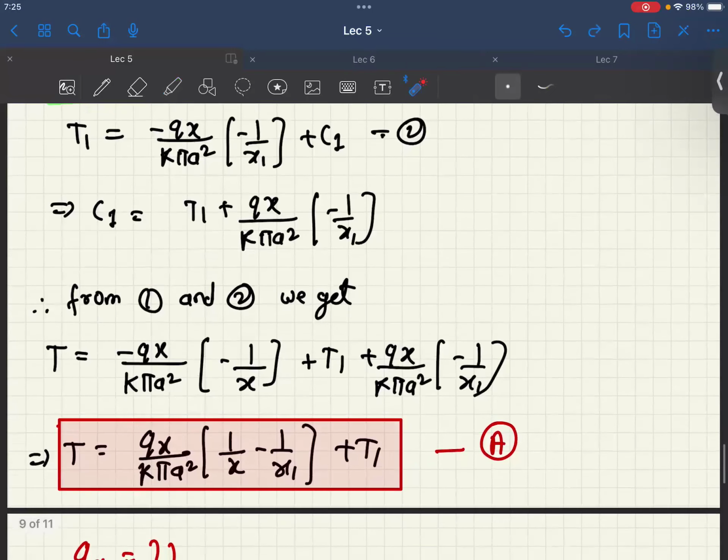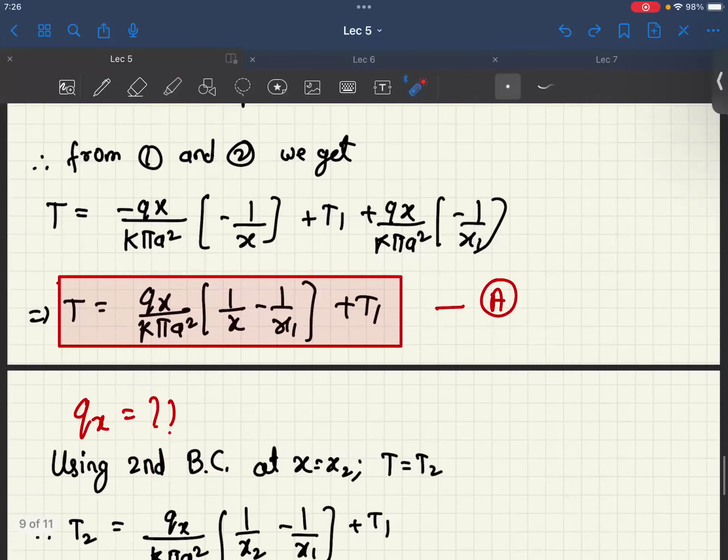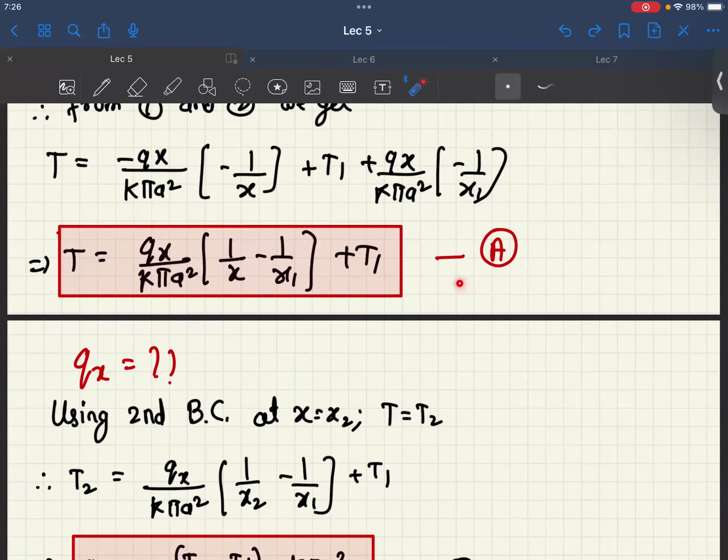then we end up with this temperature distribution, that T is equal to Q of x divided by K pi a square into 1 by x minus 1 by x1 plus T1, right? So this is the temperature distribution we end up with. So now we have gotten the temperature distribution.